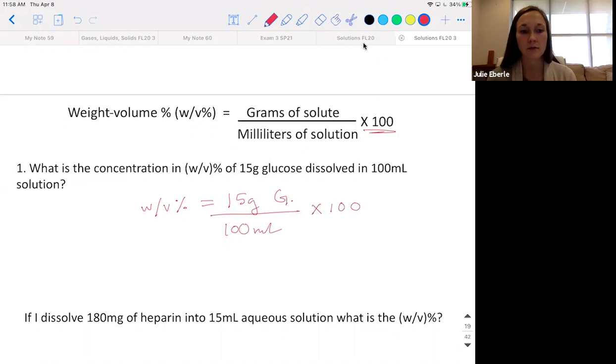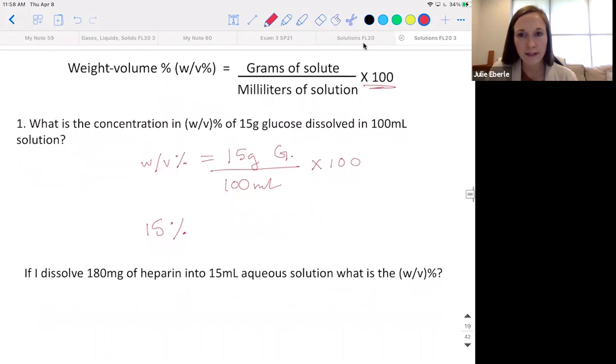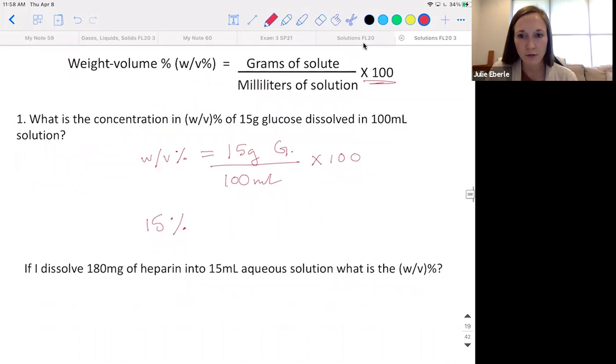So what is our percent? Grayson says 15. That's exactly right. Honestly, the hundreds cancel out, don't they? So that kind of makes it nice. Should be 15%. Good. So that one's fairly easy. Let's do a harder one.